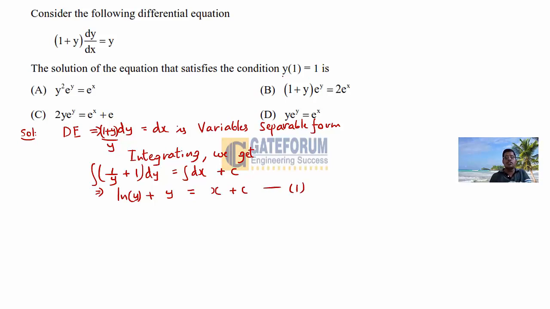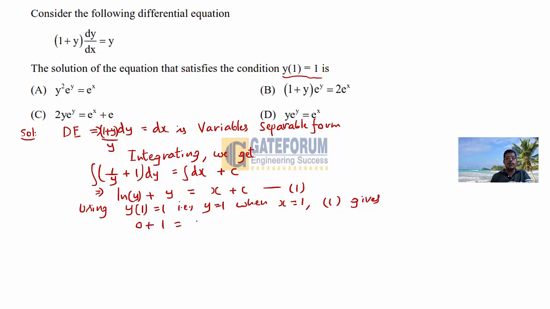Use the given initial condition, that is y of 1 is equal to 1, whatever it may be, boundary condition or initial condition. Using y of 1 is equal to 1, that is y value 1 when x is equal to 1, equation 1 gives log 1 value 0 plus y value 1, x value 1 plus c. So this simplifies to c value 0. Back to equation 1, substitute. Therefore, log of y plus y is equal to x.